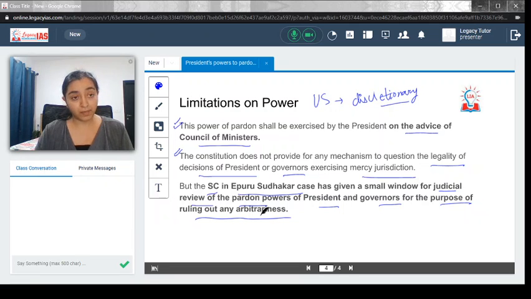So this is something which you can be asked as the limitation on the power of the President of India in terms of his pardoning powers. I hope you have understood this video. This topic is again very important from your polity perspective. So go ahead, this is your cue. Go ahead and revise the pardoning powers of the President from the Lakshmikant book.